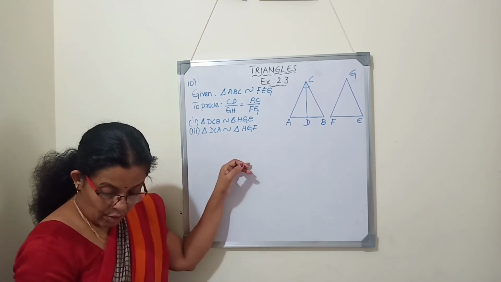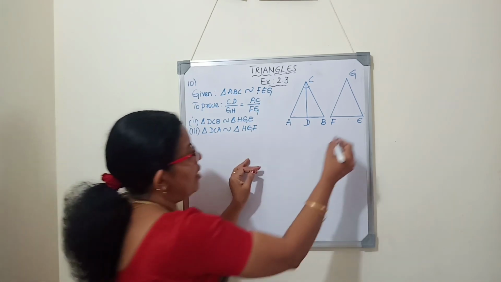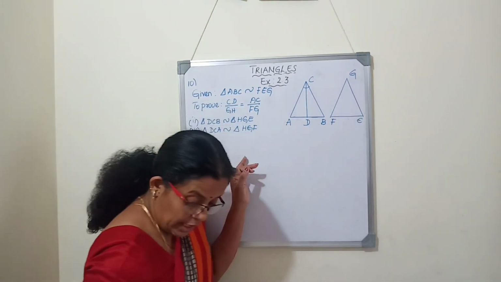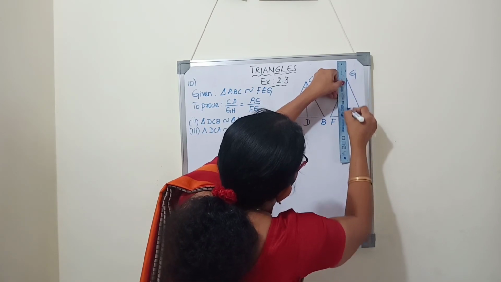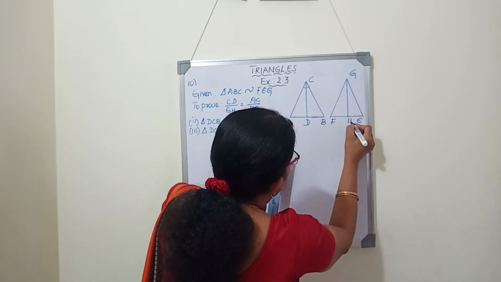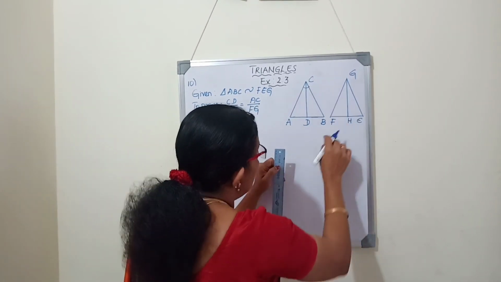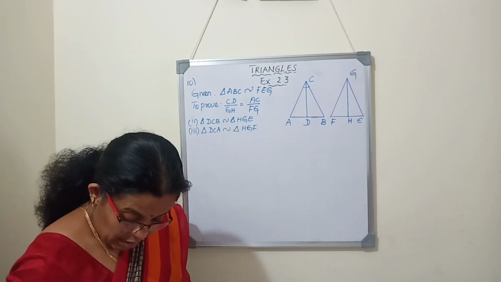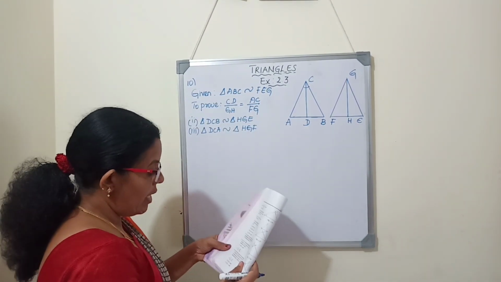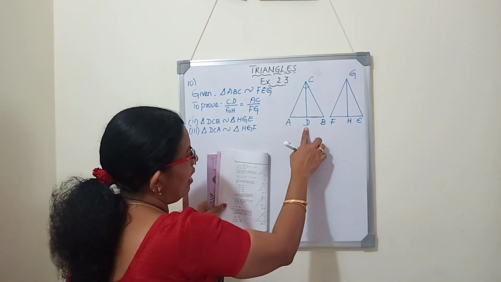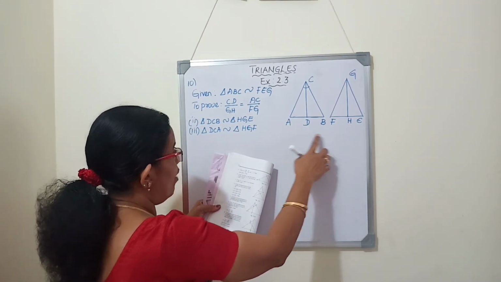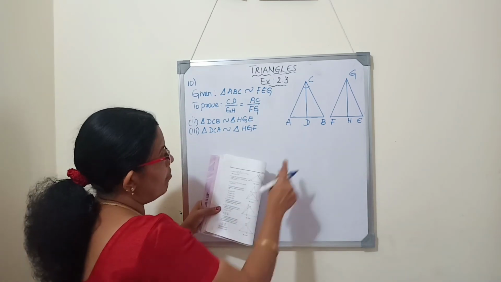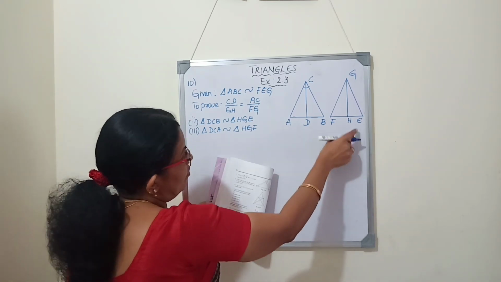And GH is the bisector of angle EGF. GH is the bisector of angle G, that is EGF, such that D and H lie on the sides AB and FE of triangle ABC and triangle EFG.